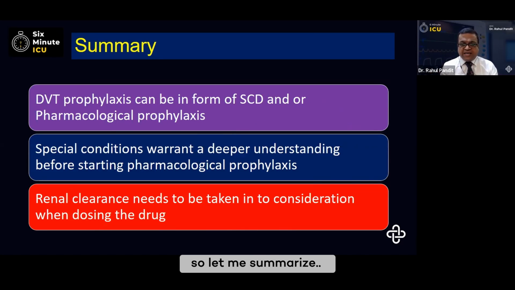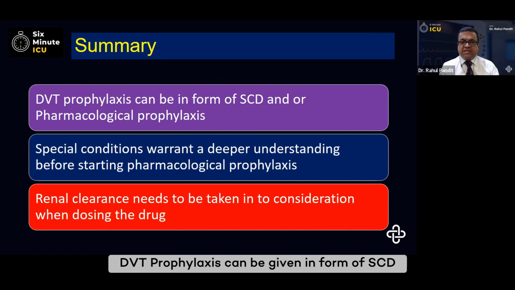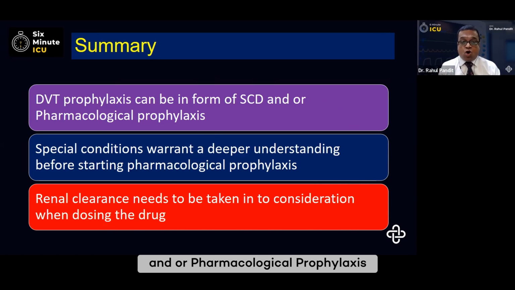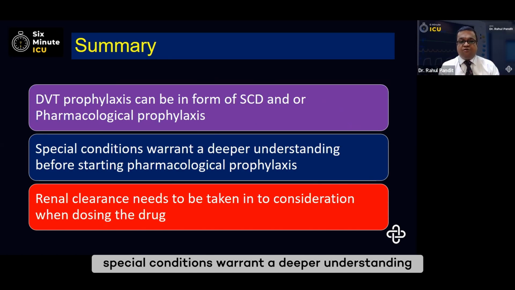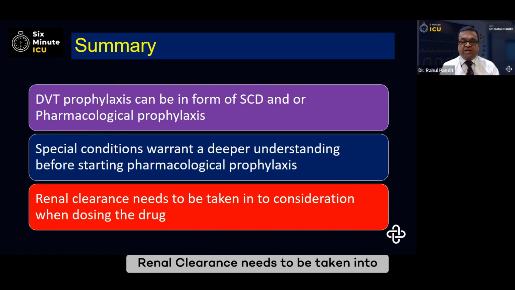So let me summarize. DVT prophylaxis can be given in the form of SCD and/or pharmacological prophylaxis. Special conditions warrant a deeper understanding before starting pharmacological prophylaxis. Renal clearance needs to be taken into consideration when dosing the drug.